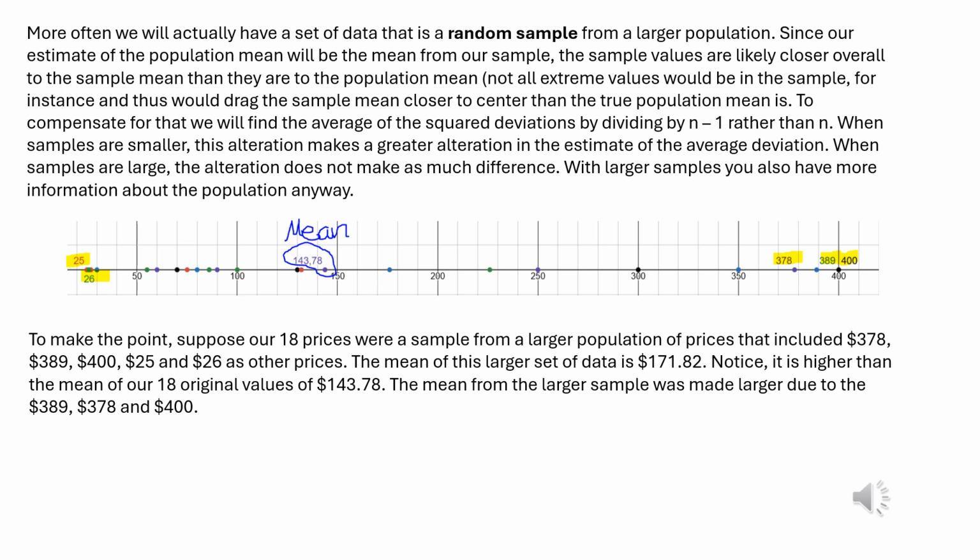For this case, it was because we had 3 higher prices than we had extreme lower prices. But our data in our original set of 18 is going to be closer to the 143.78 than it is going to be to the 171.82. So this is making the point that any sample is going to tend to congregate closer to its sample mean than to the larger population that we're actually trying to talk about.